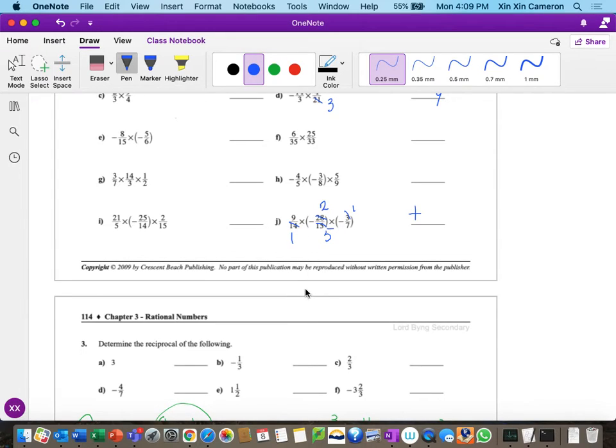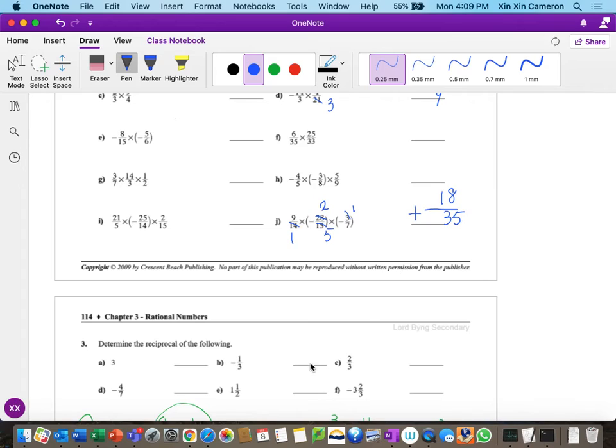9 and 5, no, nothing. 2 and 7, no, nothing. 9 and 7, no, nothing. Then it's about time to multiply the top and the bottom. 9 multiplied by 2 is 18, and multiplied by 1 is the same thing. Bottom, 5 multiplied by 7 is 35.